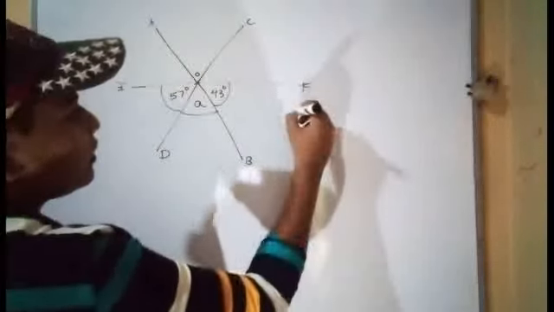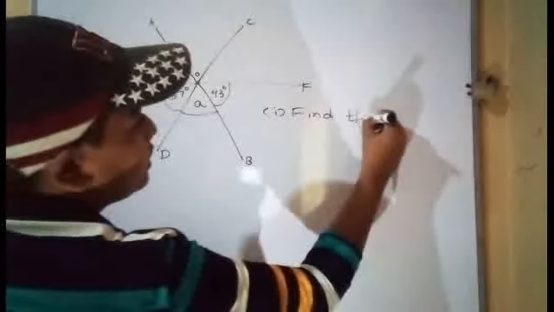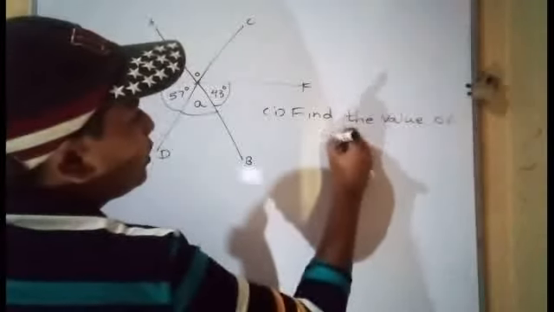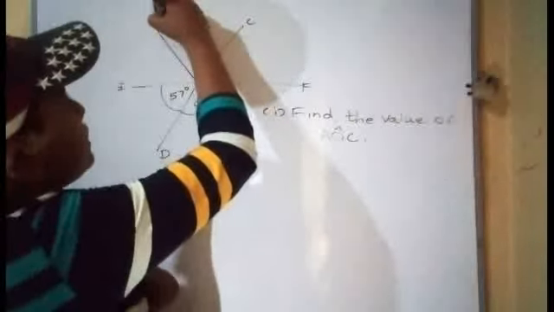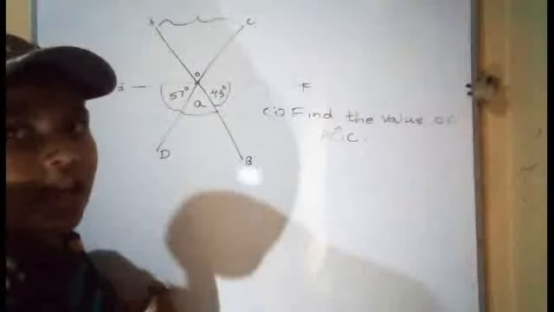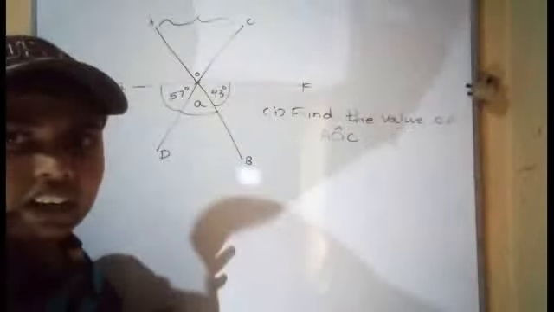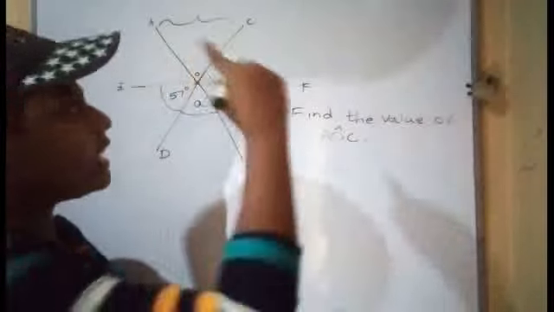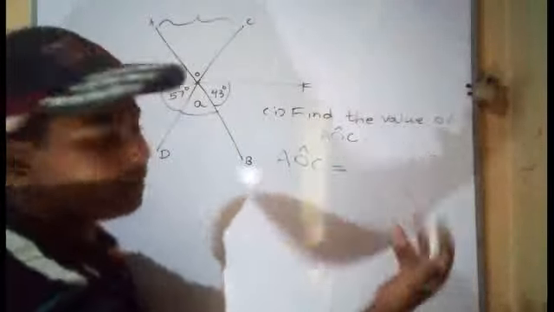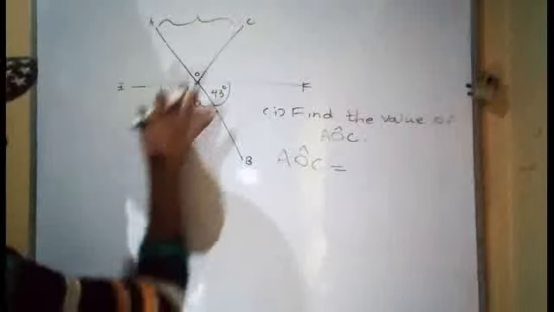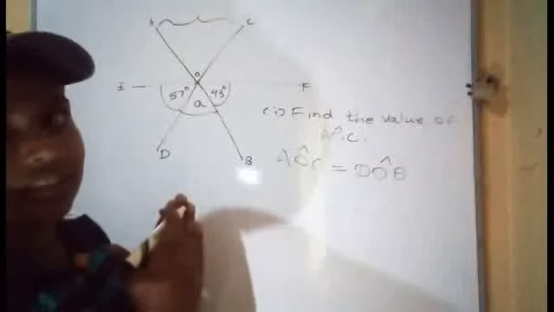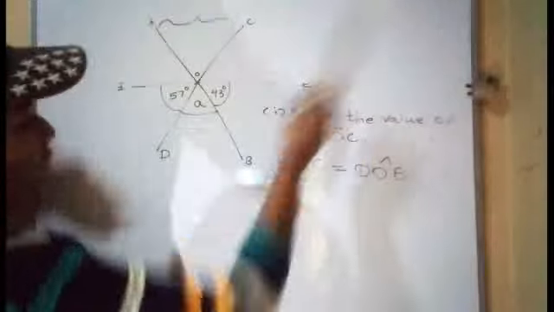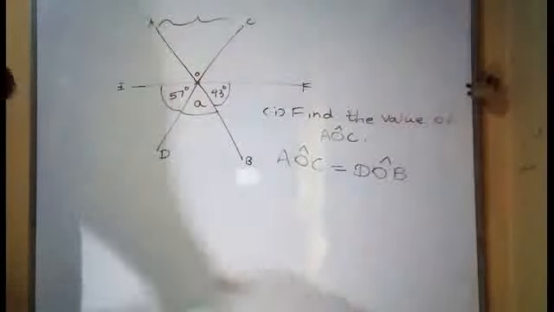Now what's this figure? Firstly, find the value of AOC. This angle is AOC. At first, what's the vertically opposite angle of AOC? AOC equals its pair, DOB, at this intersection. So first we want to find DOB. Now, they have a straight line, that means 180. We learned about it.